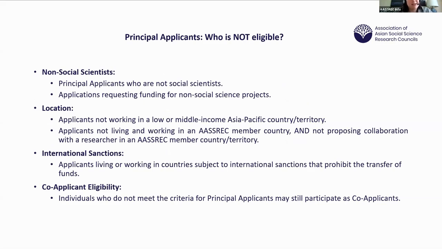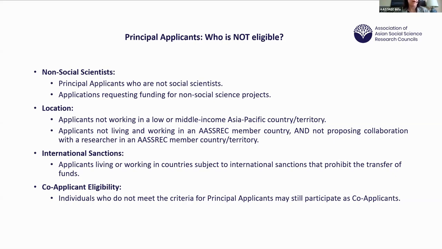Once again, it's almost like the opposite. If you're not working in a low or middle income country in the Asia Pacific, you cannot be a principal applicant. That doesn't mean that researchers in high income countries can't be part of a team. You can certainly be part of a team. So if you've got a colleague in Australia or Japan or New Zealand, which are considered high income countries, they can still participate as a co-applicant. They just can't be the principal applicant.